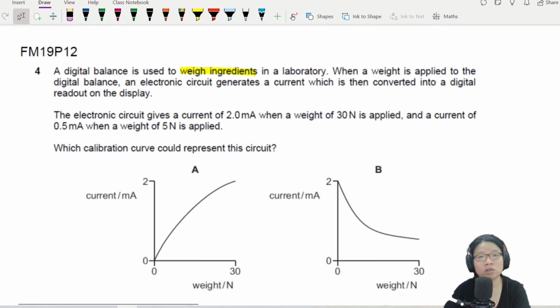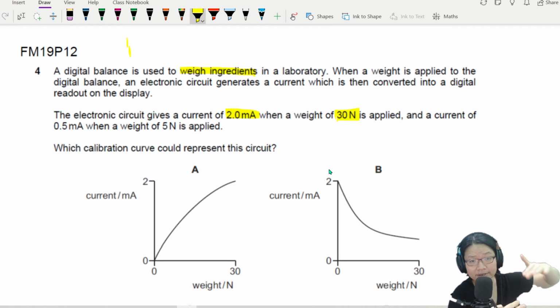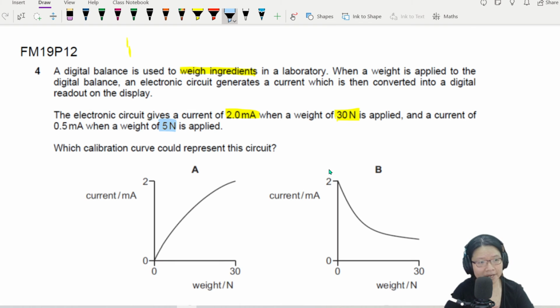So it says here, when the weight is applied to the balance, the electronic circuit generates a current, which is then converted to a digital readout. The electronic circuit gives a current of 2.0 milliampere when the weight of 30 Newton is applied. So if I put 30 Newton on the weighing balance, the circuit can produce a current of 2 milliampere. You don't have to care how, don't have to care about the design, just take the value at face value. And if I now decrease the weight to 5 Newton, my current is now 0.5 milliampere. Which calibration curve could represent this circuit? Just hang on for a bit. Let me analyze the data first.